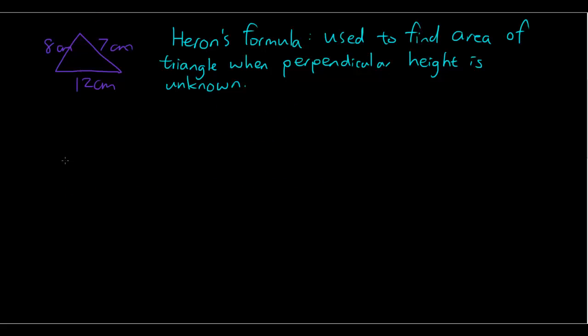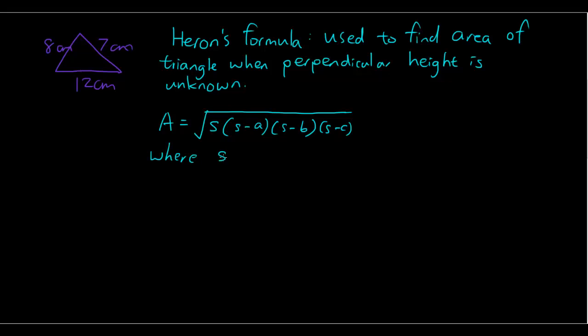So how do we use Heron's formula? Well, Heron's formula is area equals the square root of S bracket S minus A bracket S minus B bracket S minus C, where S is half A plus B plus C.